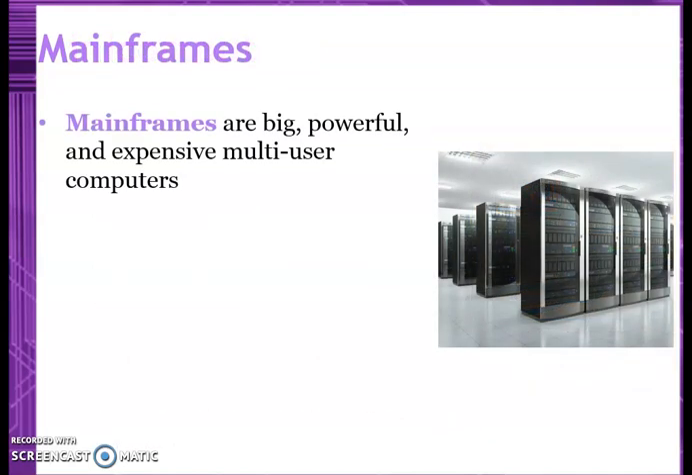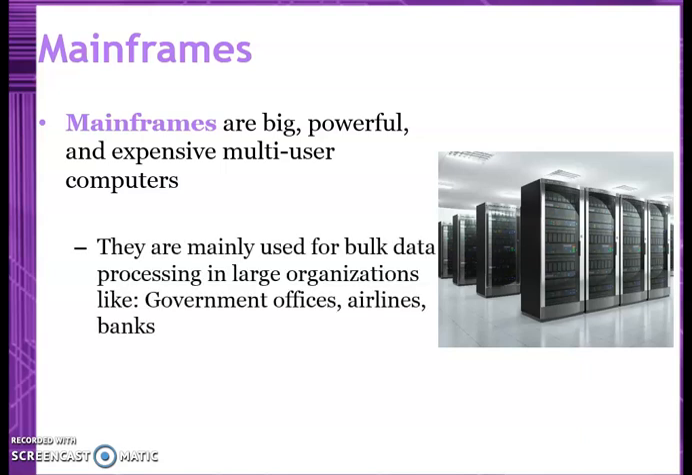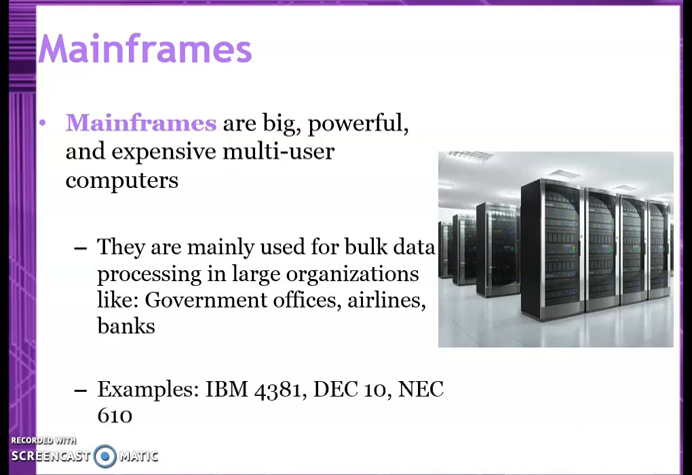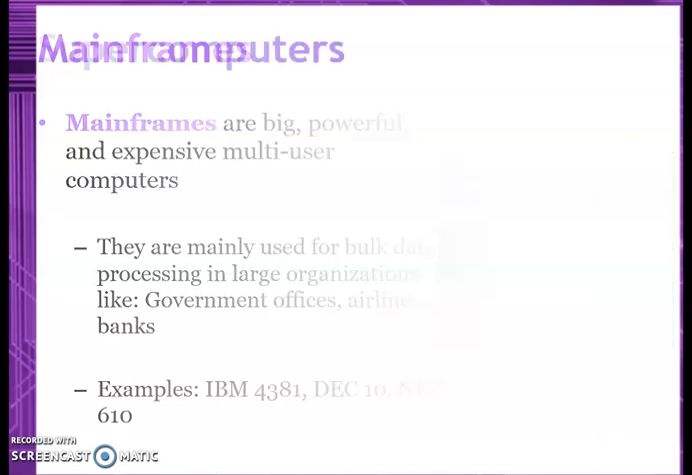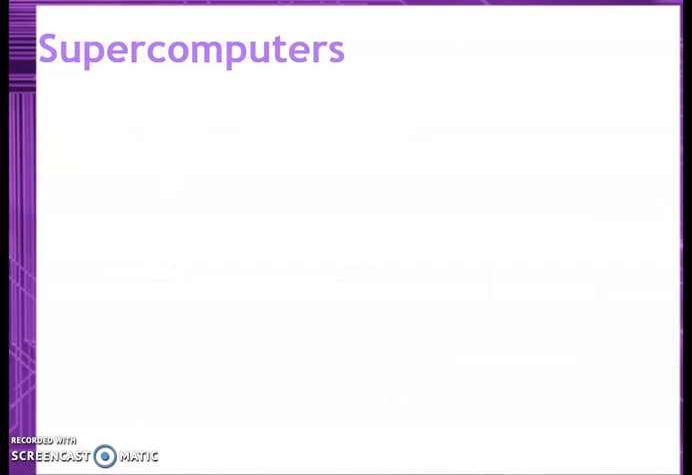Then mainframe computers. They are more powerful, more expensive, and larger in size compared to mini and micro. They process a lot of data at a time. They are mostly used in government organizations, government offices, and airlines. The main and best example is IBM.